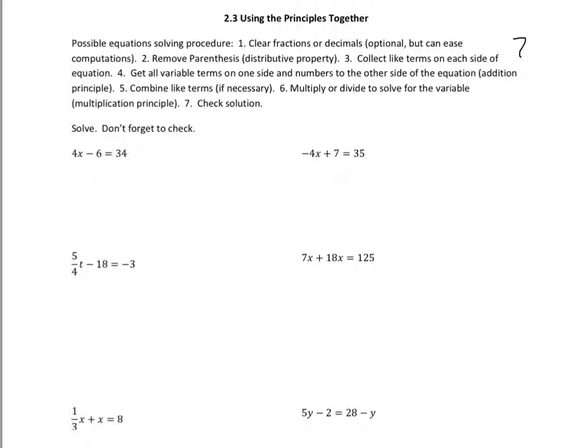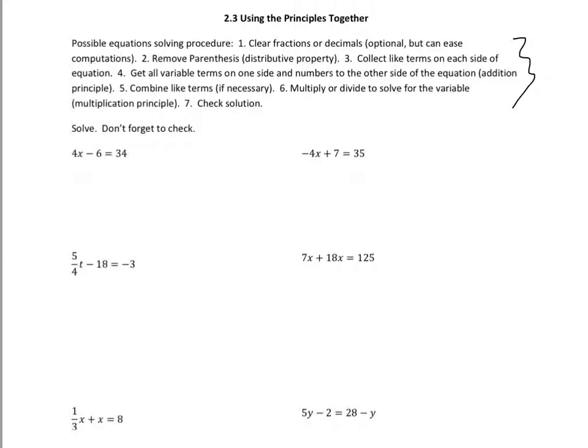So up here, for the people that like something more formulaic, kind of like do this first, this second, this third, this fourth, I've laid out some rules for what you want to do. First thing you want to do is clear fractions or decimals. We'll talk about what that means in the context of the problems. Second thing is remove parentheses if there are any. Third thing is collect like terms on each side.